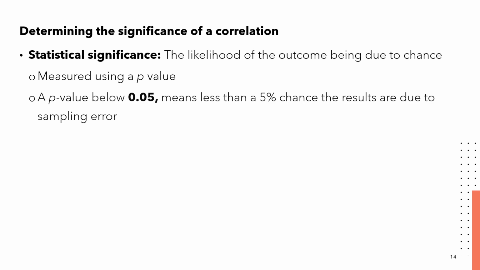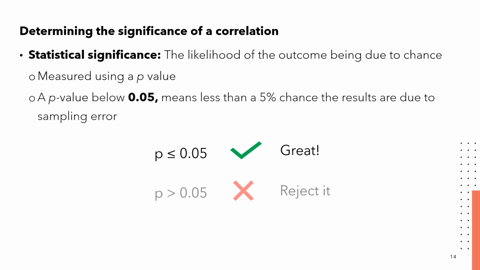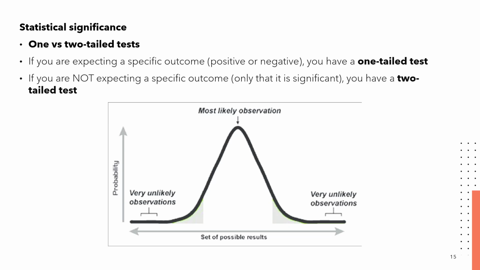So if we have a p-value of 0.05, that tells us there is a 5% chance that the results are due to sampling error. In psychological research, we want our p-values to be below 0.05. So if you have a correlation that is less than or equal to 0.05, great, you have a significant correlation. If it's anything over 0.05, not great. This is too high of a chance of error, and you can reject it and say that it is not statistically significant.